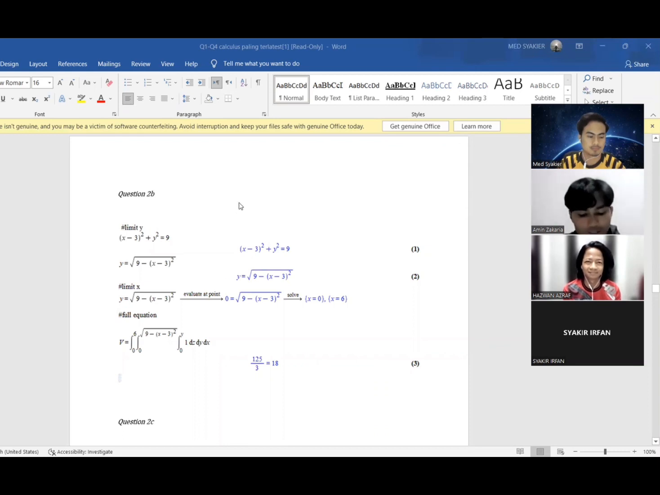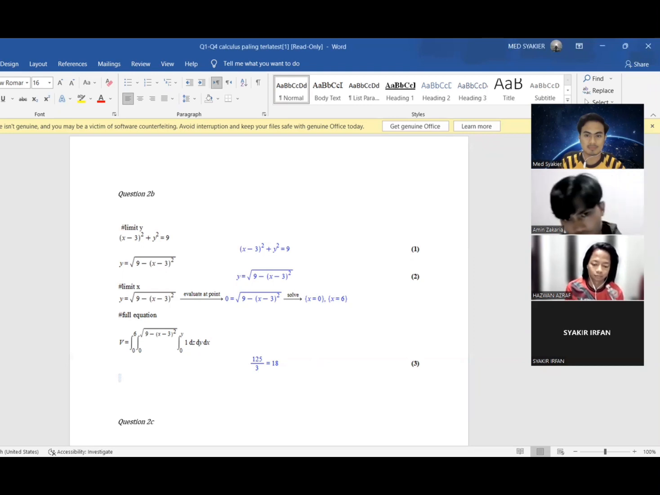2B wants us to find the volume of the solid cut from a cylinder by the planes z equal to 0 and z equal to y. First, we have to find the limit of y and also the limit of x. To find y, we write a comment for the limit of y, and write the cylinder equation, x minus 3 squared plus y squared equal to 9. After that, we write the next equation, which is y equal to square root of 9 minus x minus 3 squared.